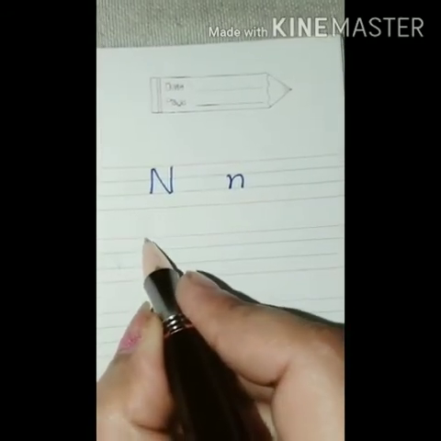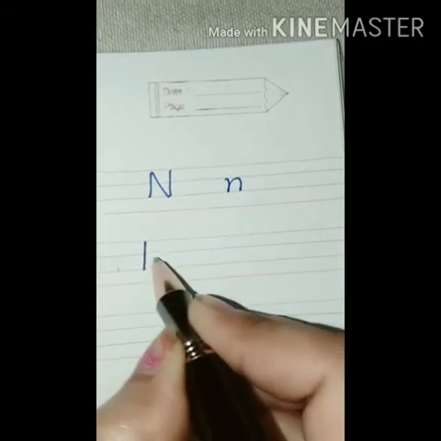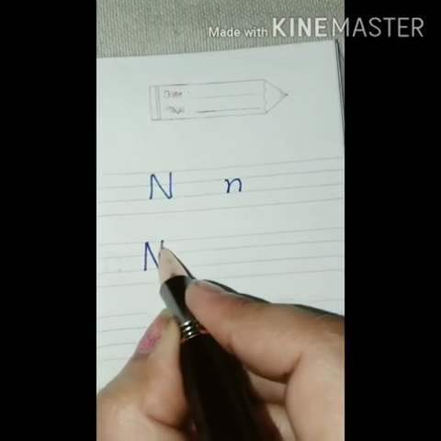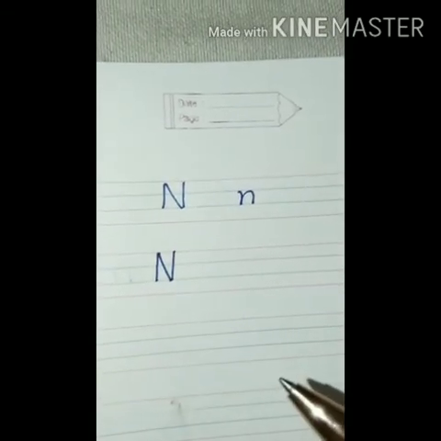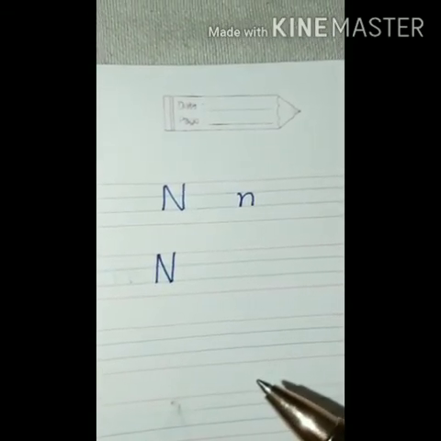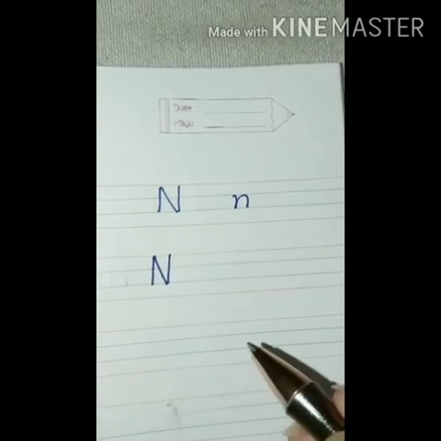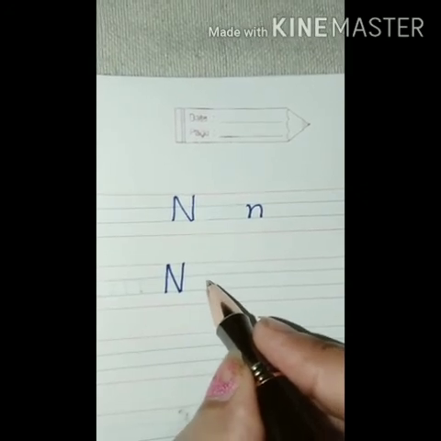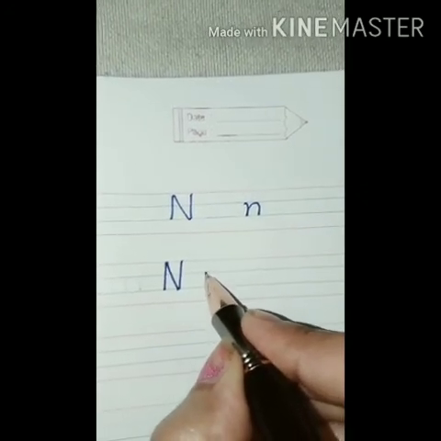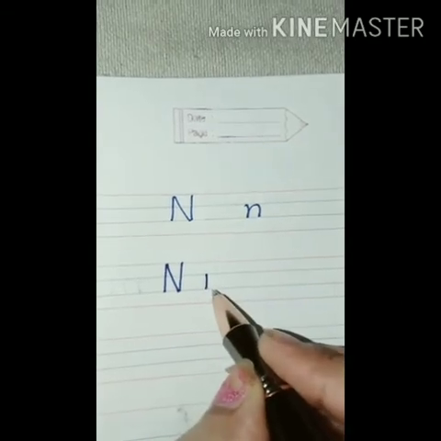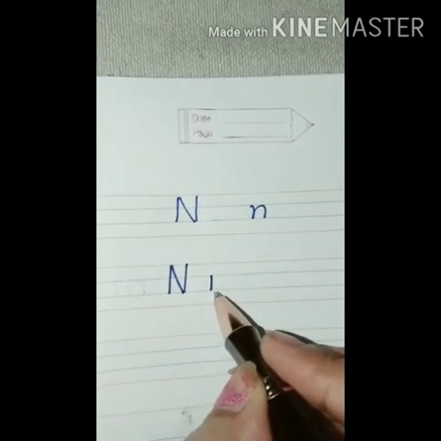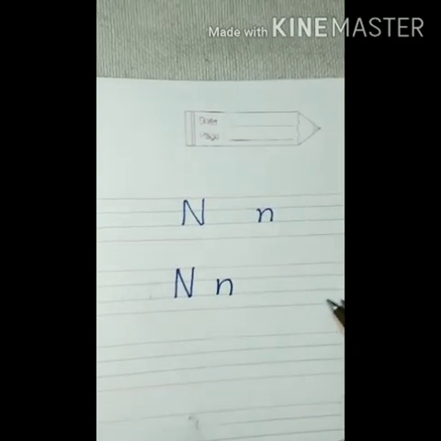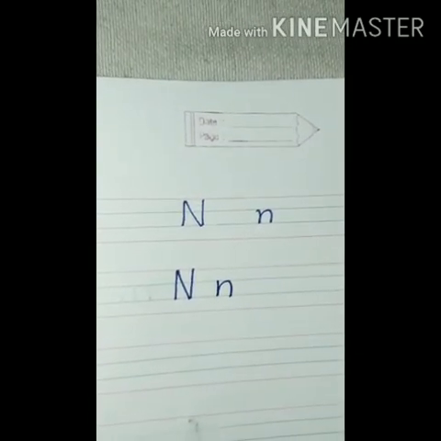Capital N, one standing line, one slanting line, and one more standing line. This is capital N. Now we will make small n. We will start with middle line. One small standing line. Now we will make a curve like this. Yes, this is small n.